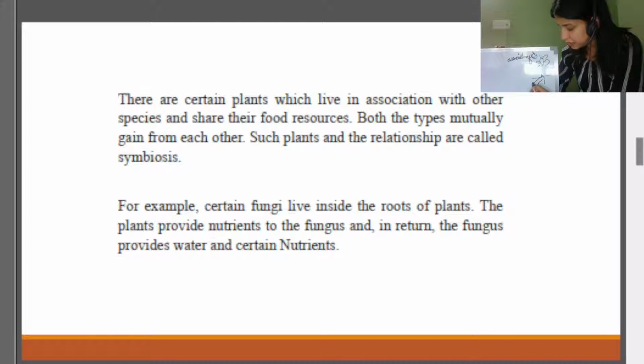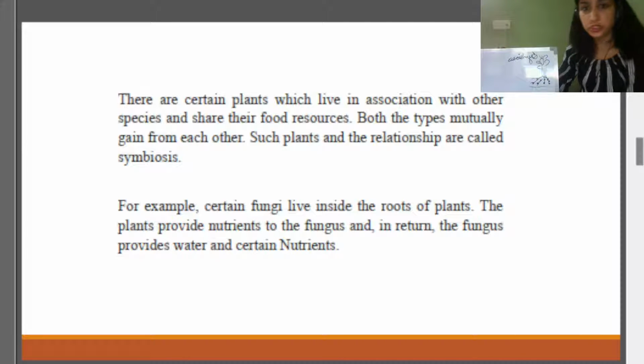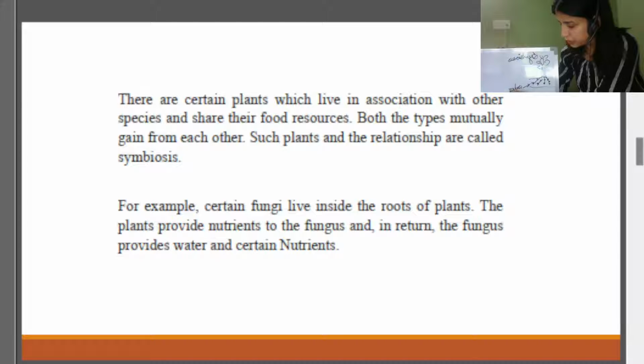If some fungus are attached, sometimes another example is also the mycorrhizal association. These are also plant-like structures, the microorganisms basically. So if we have this fungi attached to this plant, it will be helping the plant in absorption of water, and in turn they are getting nutrients from the plant.